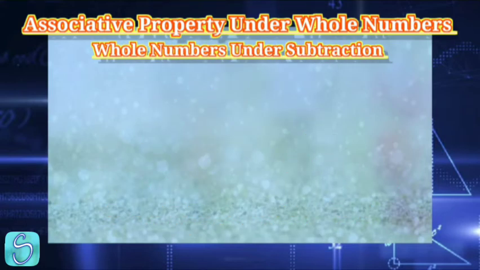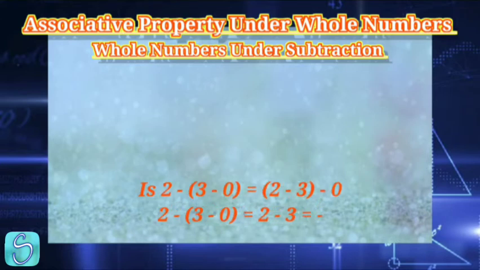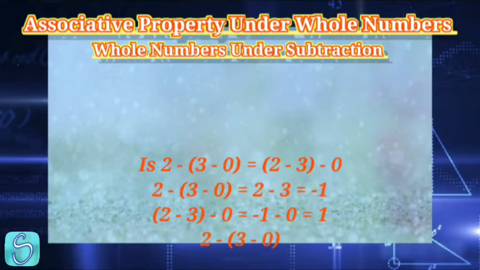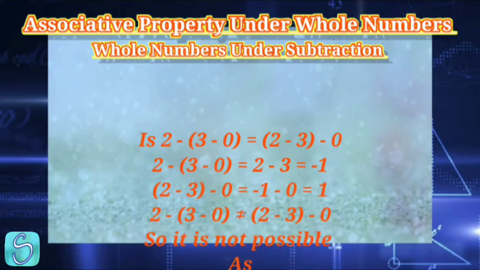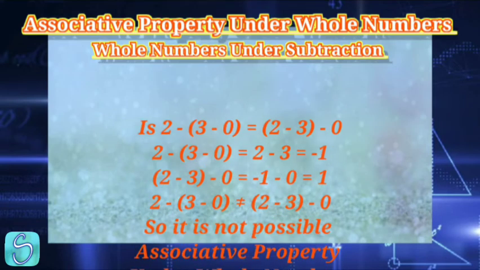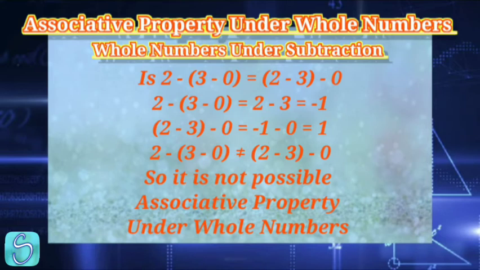Whole numbers under subtraction: (2 - 3) - 0 is equal to 2 - (3 - 0). Find the value of (2 - 3) - 0: 2 minus 3 is equal to minus 1, then minus 1 minus 0 is equal to minus 1. Find the value of 2 - (3 - 0): 3 minus 0 is 3, then 2 minus 3 is equal to minus 1. So (2 - 3) - 0 is unequal to 2 - (3 - 0). So the associative property does not hold under whole numbers for subtraction.